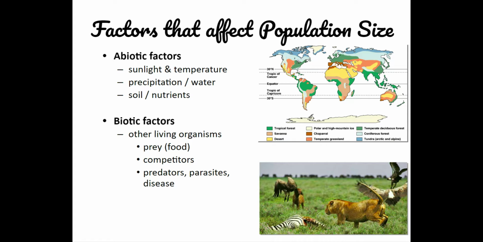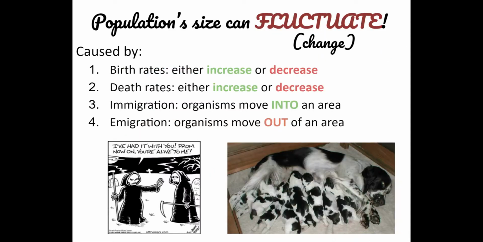Factors that are going to impact the size of a population are abiotic factors, so things like sunlight, temperature, water, as well as biotic factors, so other living organisms in the area. A population size can fluctuate, so it's going to change. This can be caused by birth rates, either increasing or decreasing, death rates, increasing or decreasing, and then organisms moving into and out of the area.